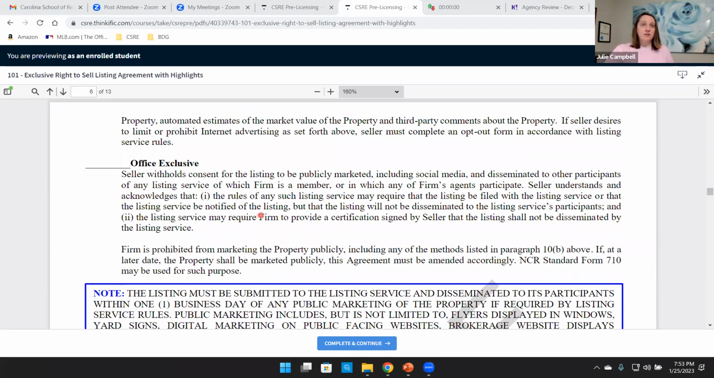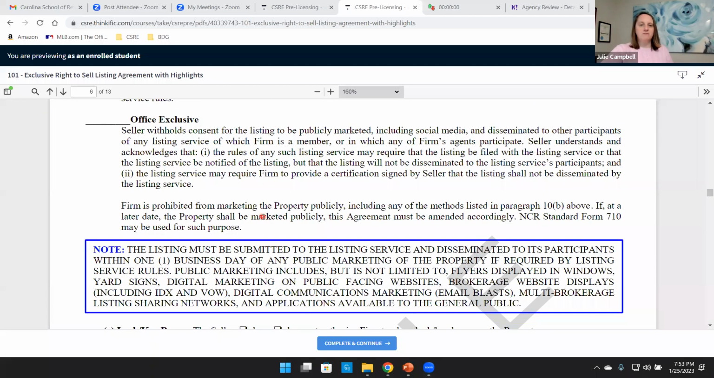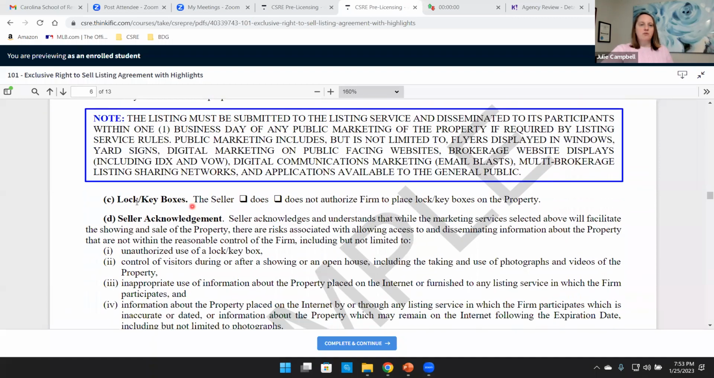Office exclusive. Obviously, the seller needs to understand they're limiting their pool of buyers. You just went from opening it up to the whole world to just the people in the office. So it's a conversation we need to have, making sure we're all on the same page. Are we going to put a lockbox on the property? They do or do not authorize.